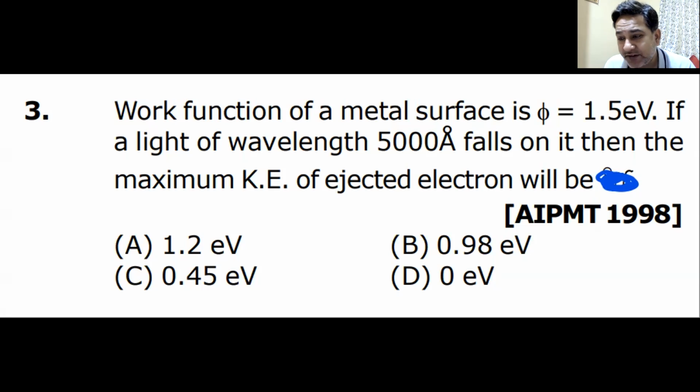See, the options are there: A, B, and option C. Let me check the answers from here. This is question number 3, and the answer is B, 0.98. The answer is given as 0.98 in my answer sheet. Is it 0.98? How did you get it? How do you get 0.45?